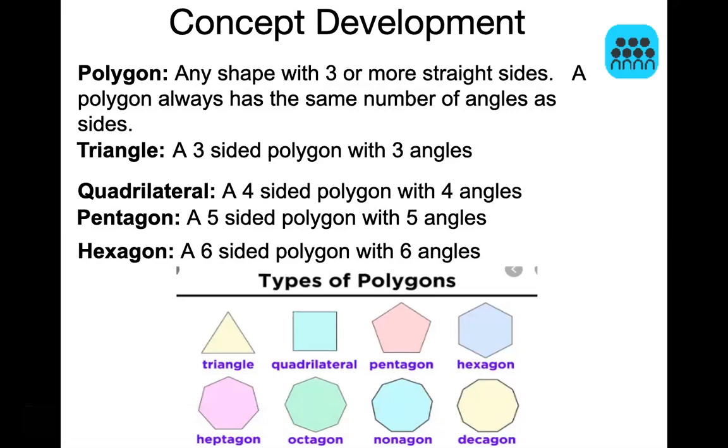A triangle is a 3-sided polygon with 3 angles. A quadrilateral is a 4-sided polygon with 4 angles. A pentagon is a 5-sided polygon with 5 angles, and a hexagon is a 6-sided polygon with 6 angles. And all of those pictures are down there at the bottom.